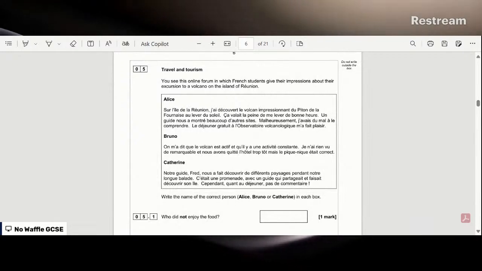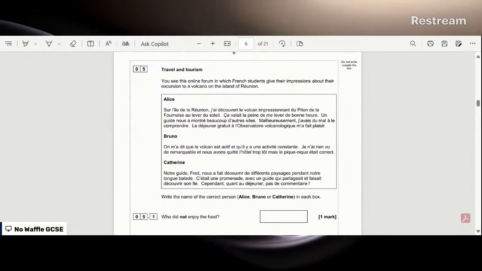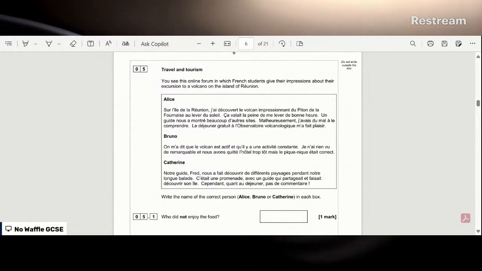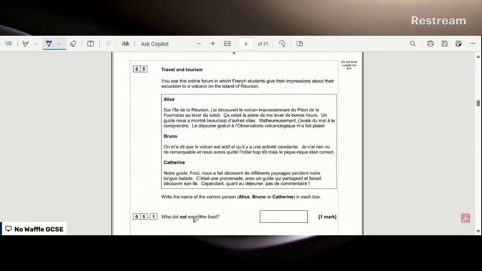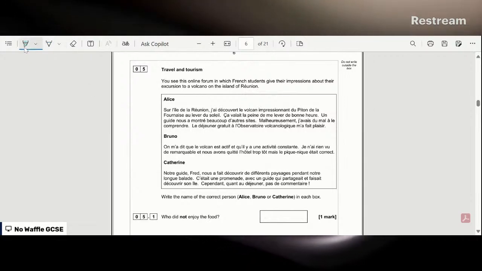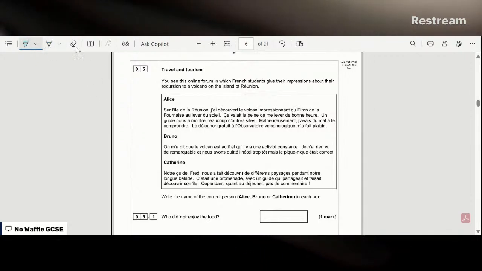Okay, travel and tourism. You see this online forum in which French students give their impressions about their excursions to a volcano on the island of Réunion. Write the name of the correct person. So who did not enjoy the food?